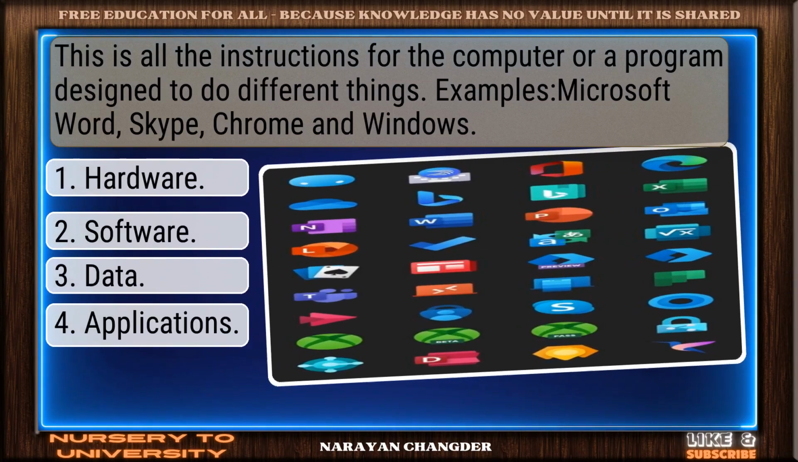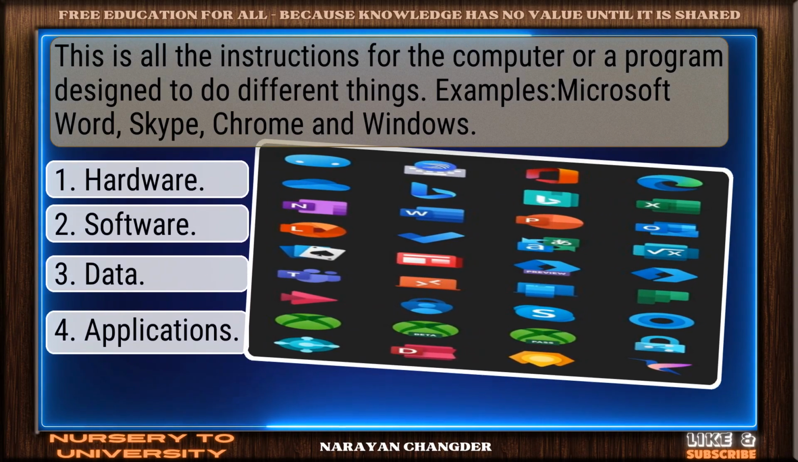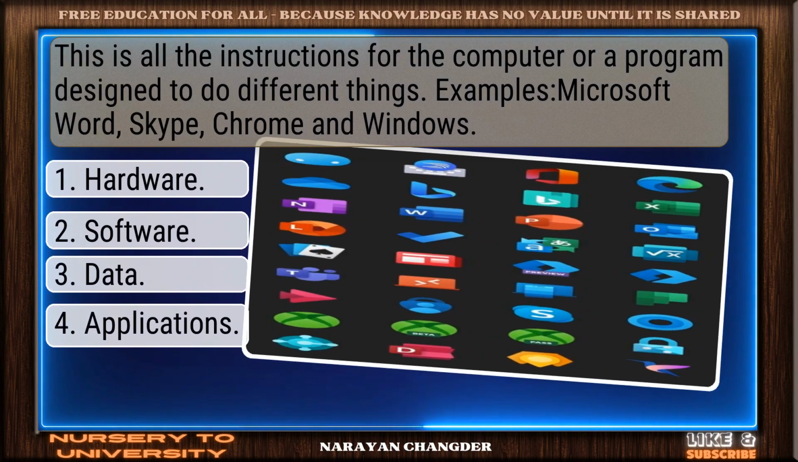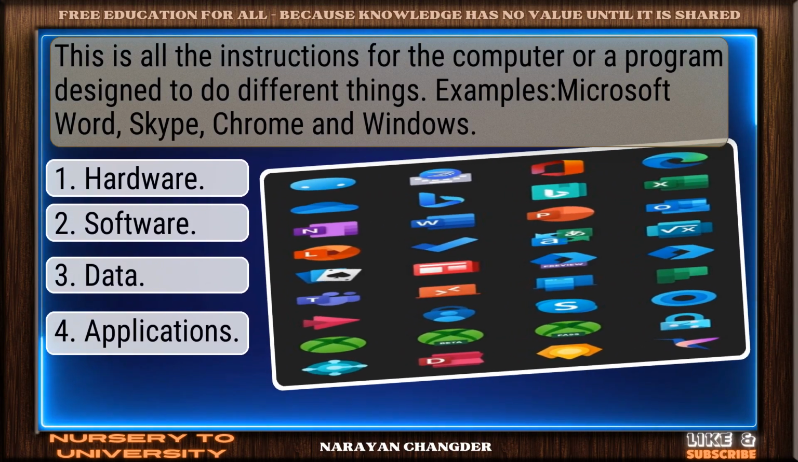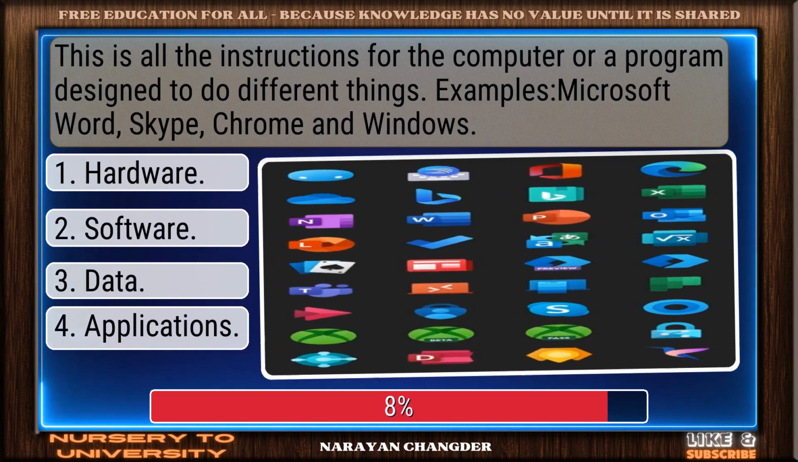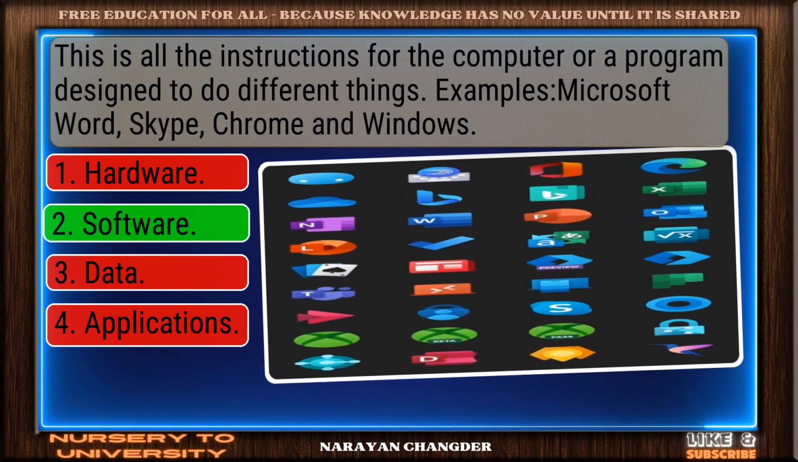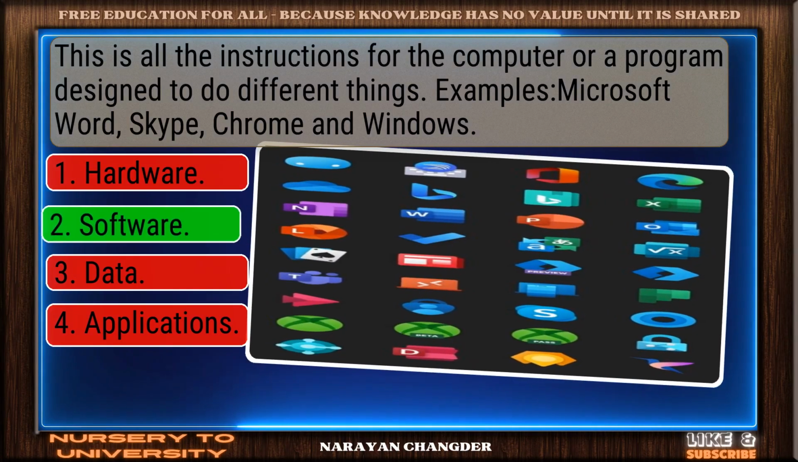Question number 8. This is all the instructions for the computer or a program designed to do different things. Examples: Microsoft Word, Skype, Chrome, and Windows. Well done. Software is the right choice.